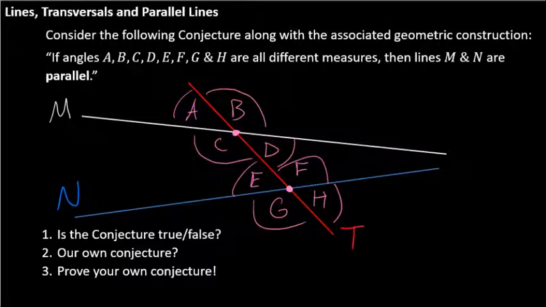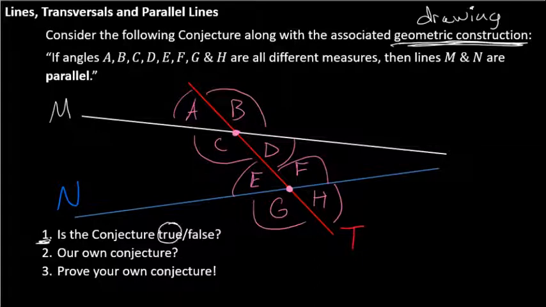Okay, here's another one. Consider the following conjecture along with associated geometric construction. When you see the words geometric construction, that's a fancy way of saying a drawing or a picture. Okay, so if angles A, B, C, D, E, F, G, and H are all different, then lines M and N are parallel. Is that true or false? Common sense tells us, just by looking at the picture, this is obviously false. Okay?